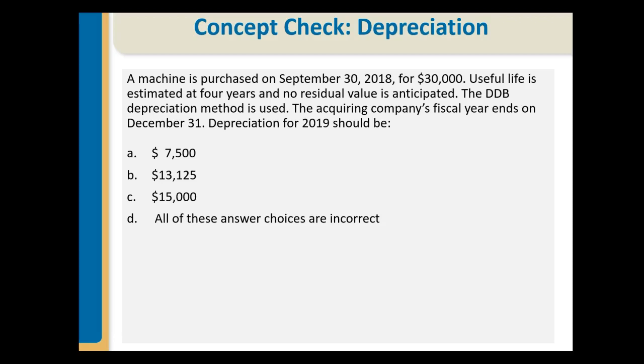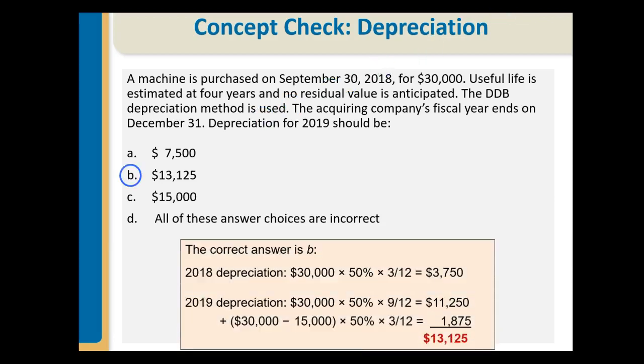Let's look at another concept question. A machine is purchased on September 30th for $30,000. Useful life is estimated at 4 years. No residual value. The double declining balance method is used. The acquiring company's fiscal year ends on December 31st. So depreciation for 2019 should be $13,125.